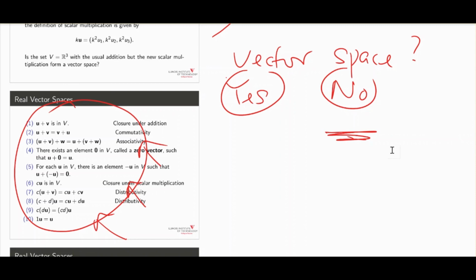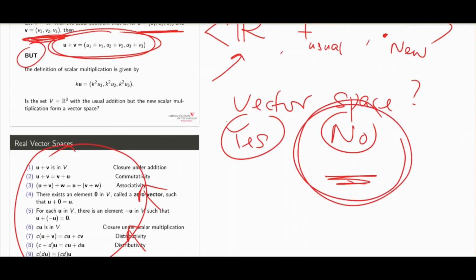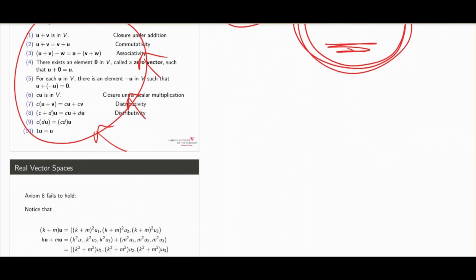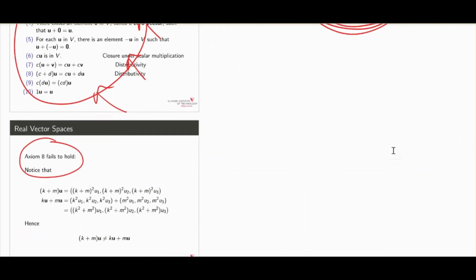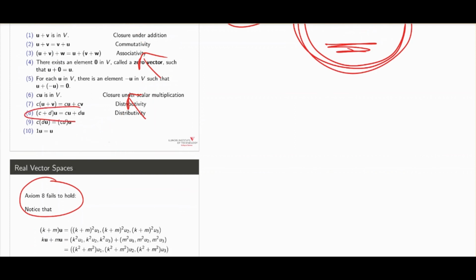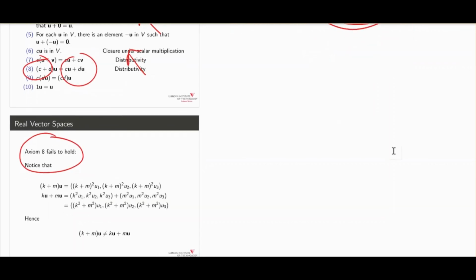All right, welcome back, and I hope you got the answers, and the answer is actually no, okay? So in this case, you can see that axiom 8 fails to hold. Axiom 8 says that if you have this, you should be able to distribute the u into it and get this. So let's do the computation on the left, and then let's do the computation on the right and see whether or not they are the same.